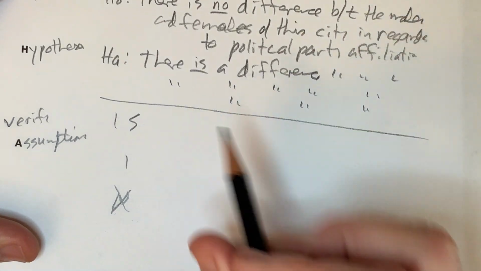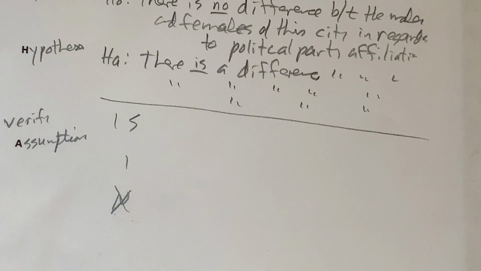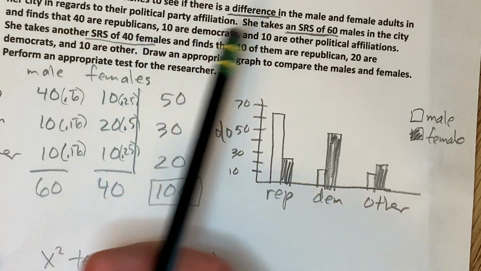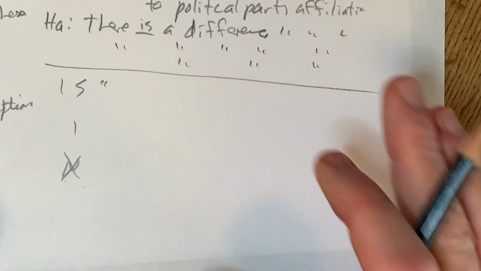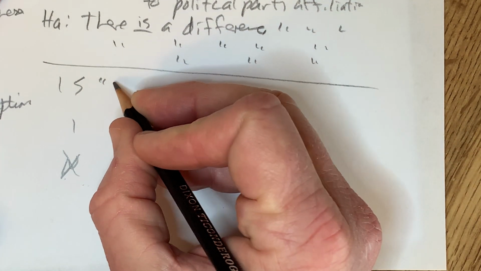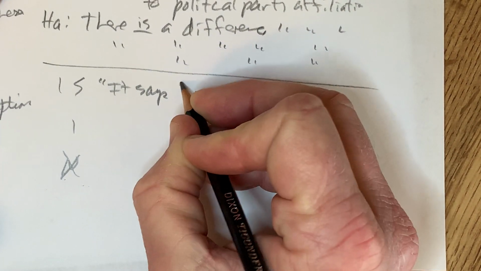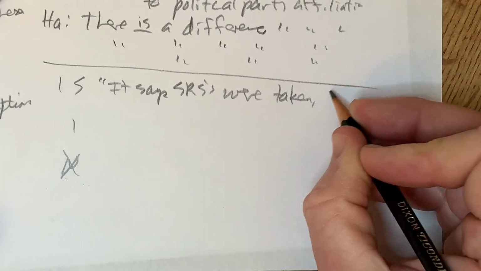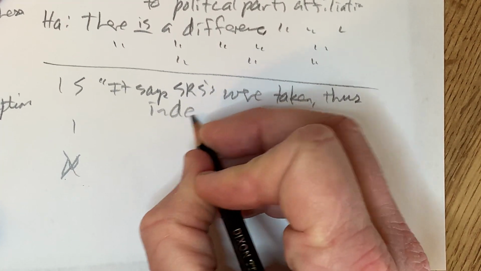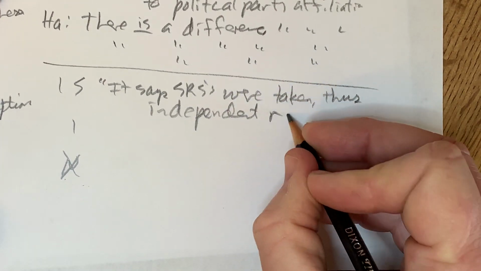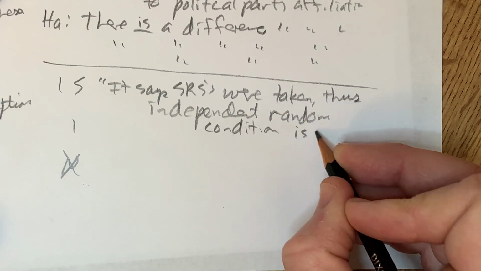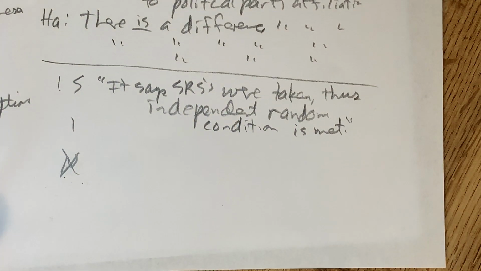We had to have independent random samples, or of course, if it was an experiment, random assignment to treatments. But in this particular one, it clearly says SRSs. So if it says SRS or random, then you're good there. And if it's clear that they aren't influencing each other in any way, then they're independent. So you would just say: SRSs were taken, thus the independent random condition is met. Anytime you have two samples, they have to be done independently. And you must say it just like that.